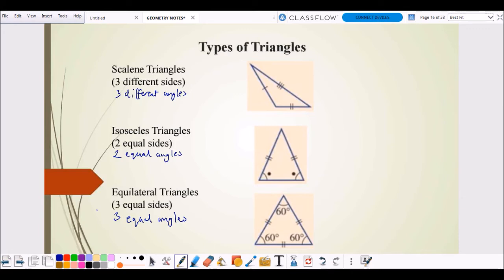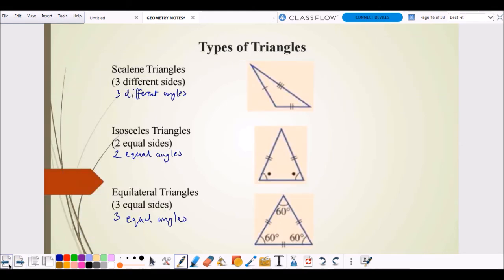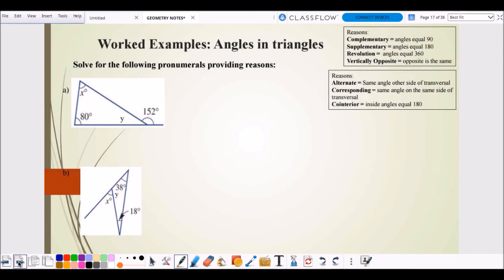So these are three types of triangles. Scalene, all different. Isosceles, two are the same. Equilateral, all three are the same. Right? Alright, so let's look at these triangles, and then we're going to provide reasons. We're going to use these reasons again. You don't necessarily have to use these reasons. These are just different types, but we're going to use all these reasons to figure out why the angle is what it is.